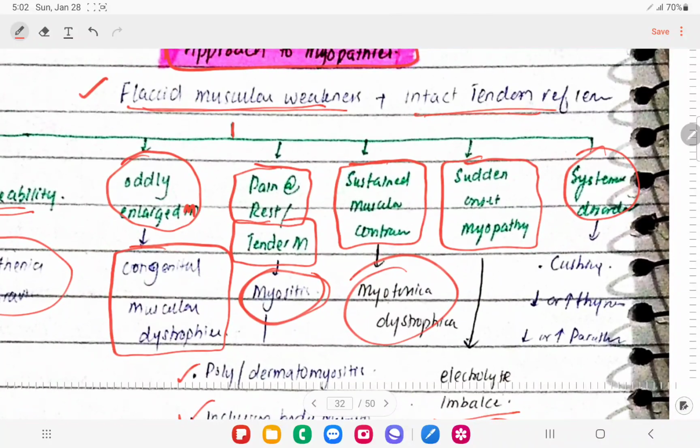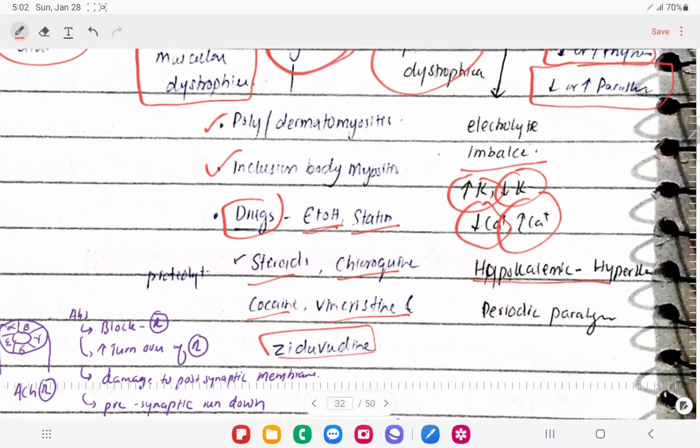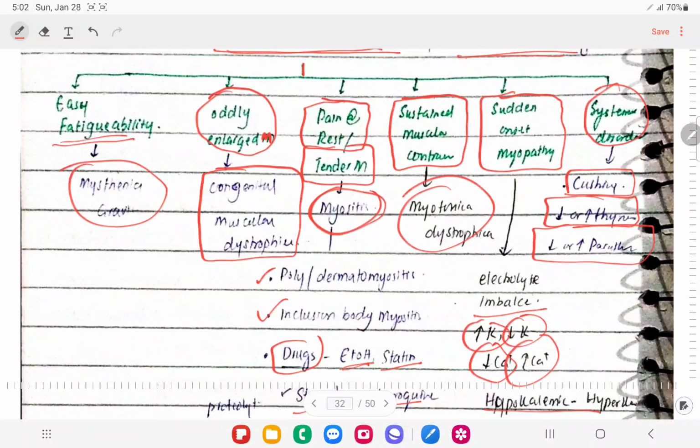We have some systemic diseases which are associated with muscular weakness, and if we check the reflexes, those will be intact. Like Cushing syndrome, we're going to see muscular weakness with that. We can also see weakness with hyperthyroidism and hypothyroidism, and hyperparathyroidism and hypoparathyroidism. In these conditions we're going to see muscular weakness.